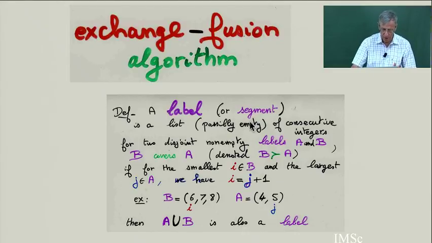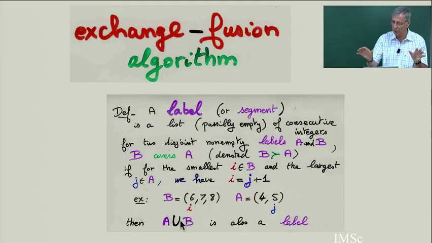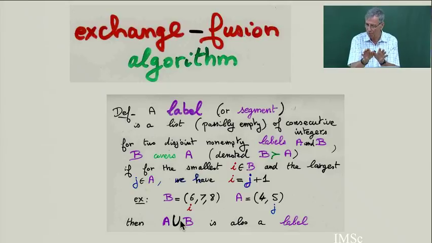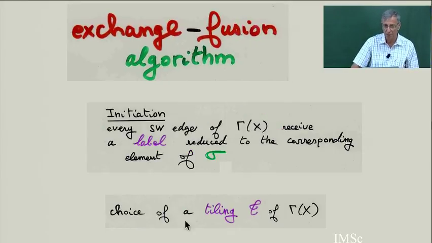One block B will be bigger than another block A: the smallest element of B is larger than the greatest element of A, and I equals J plus 1. For example, take these two blocks, 6, 7, 8 and 4, 5. Then B is bigger than A, and I can make a fusion of the two blocks. It's exactly the same: it's going to be a block of consecutive letters, and if I can join them so that they form a block of consecutive letters, then I will do it.